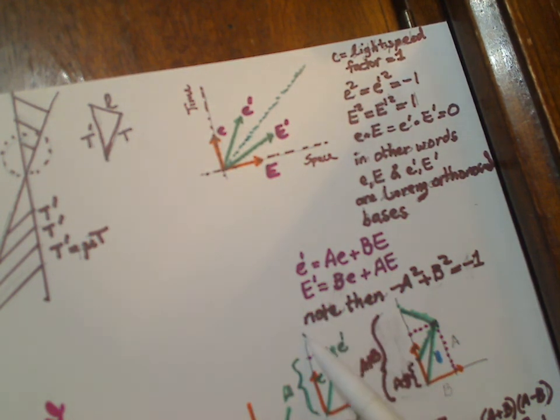Okay, and look at this. Note then that minus A squared plus B squared equals -1. Why is that? Because look at this equation right here.